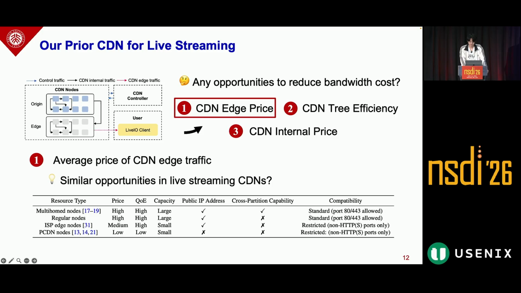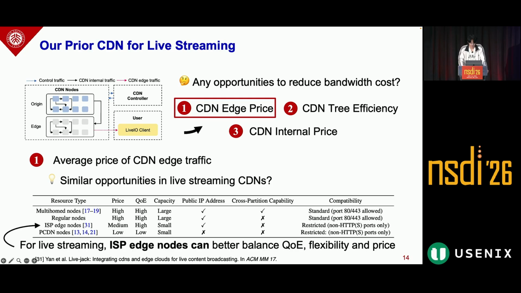Let's compare different types of available edge nodes on the market. Regular CDN edge nodes offer high quality of experience, or QoE, but they're expensive. PCDN nodes, which are P2P CDN nodes, are very cheap but suffer from low quality of experience. Actually, we use PCDN nodes for our video on-demand CDN.